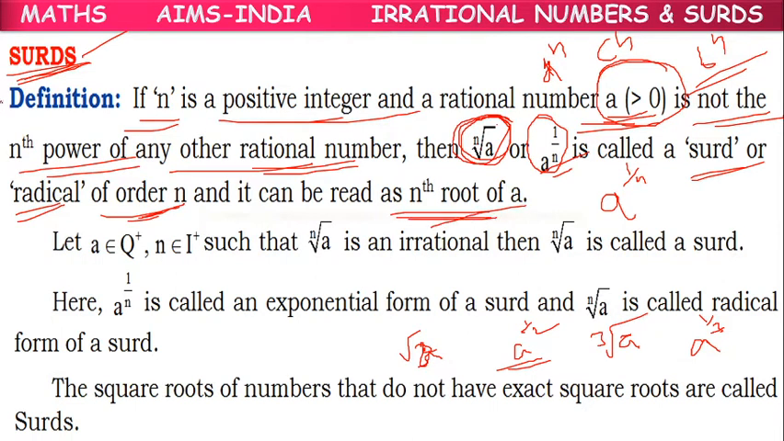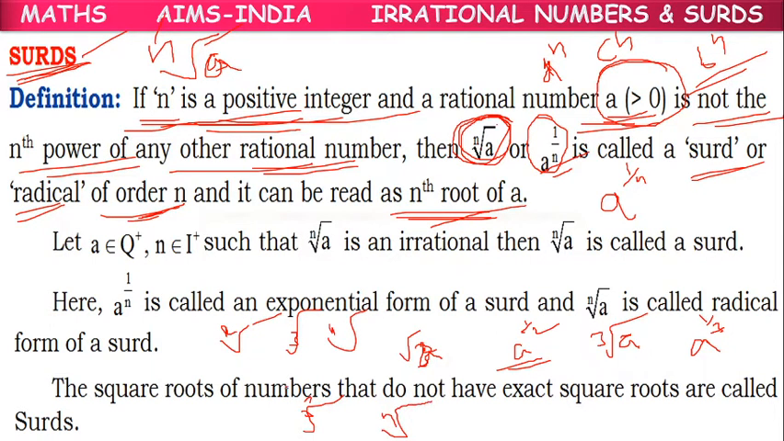This is the definition of surd. Here we are saying that the nth root of a is a surd. But what is n here? n is a positive integer. It may be square root, cube root, fourth root, fifth root, nth root, like this. It may be any positive number.